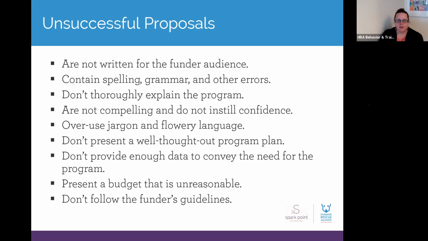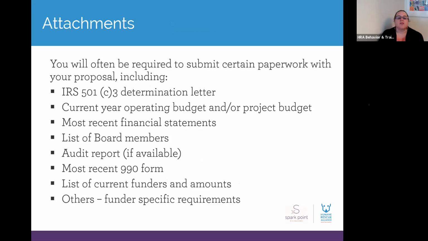Yes, agreed. Okay. So let's talk about attachments. Attachments are those things that we were referring to earlier that the foundation asks for in addition to your written proposal. So these are things like your IRS 501c3 determination letter. If you are a nonprofit organization, most likely you have a copy of this. It may sit with your executive director, it may sit with your finance person, or if you are in a smaller shop, you probably already know what it is.